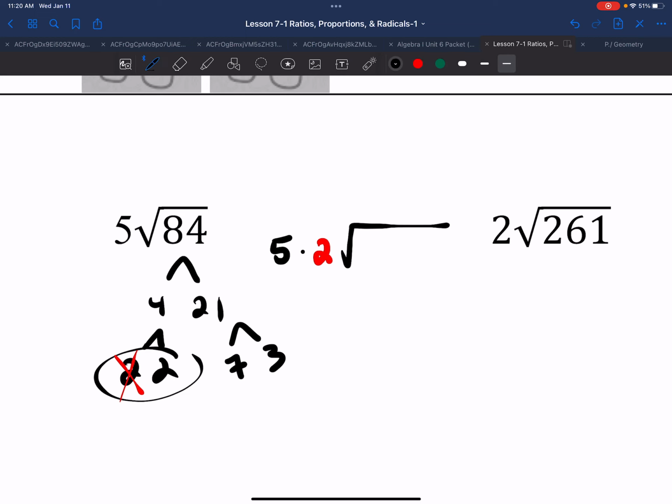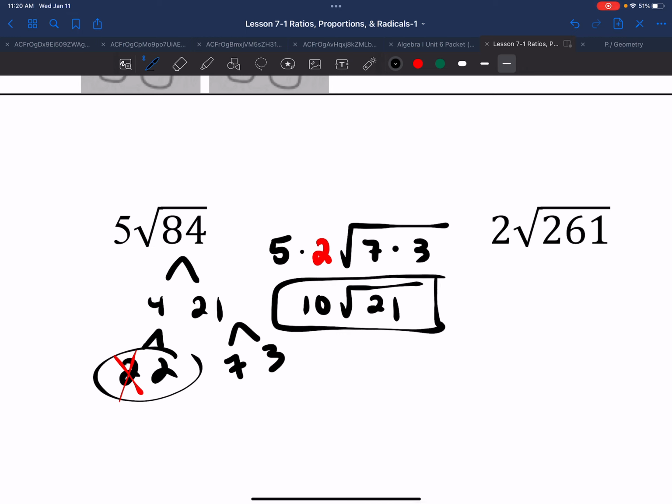So 21, or I could put these numbers under the radical sign. So if I have the lonely ones that are prime numbers, all I have to do is put 7 times 3. Okay? The lonely ones need to be multiplied under the radical sign. Then I can go ahead and simplify. 5 times 2 is 10 root 21. This is your answer, and I am done.